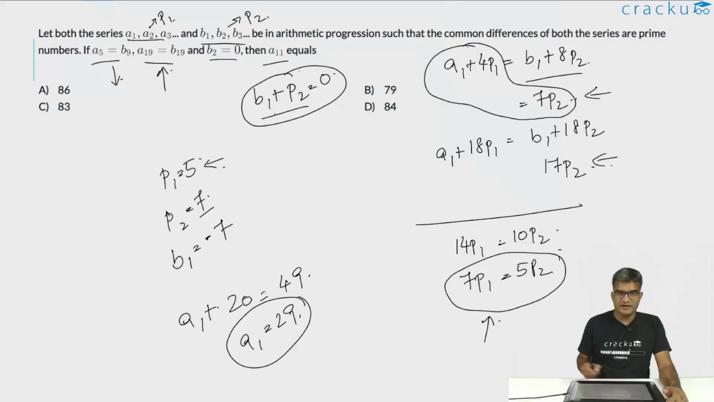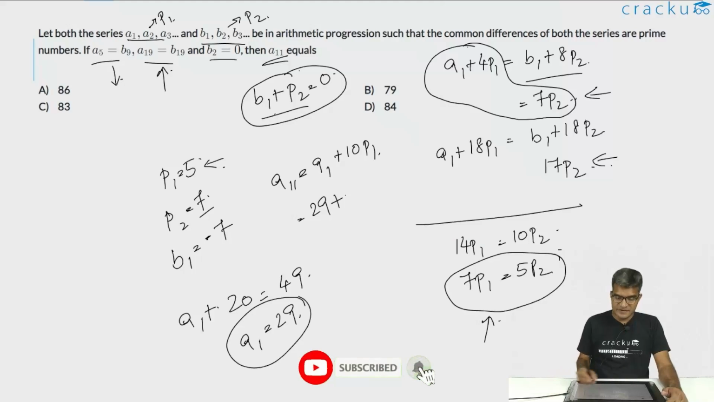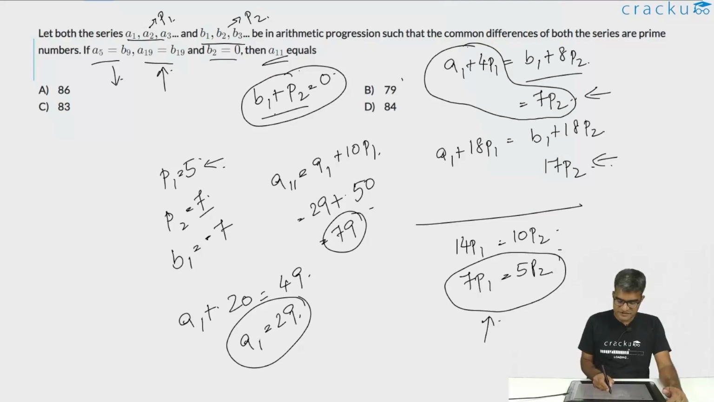What are we required to calculate? We are required to calculate the value of A11. A11 is equal to A1 plus 10P1. A1 is 29. 10P1 will be 50. So this is equal to 79. So the answer for this question is option B.